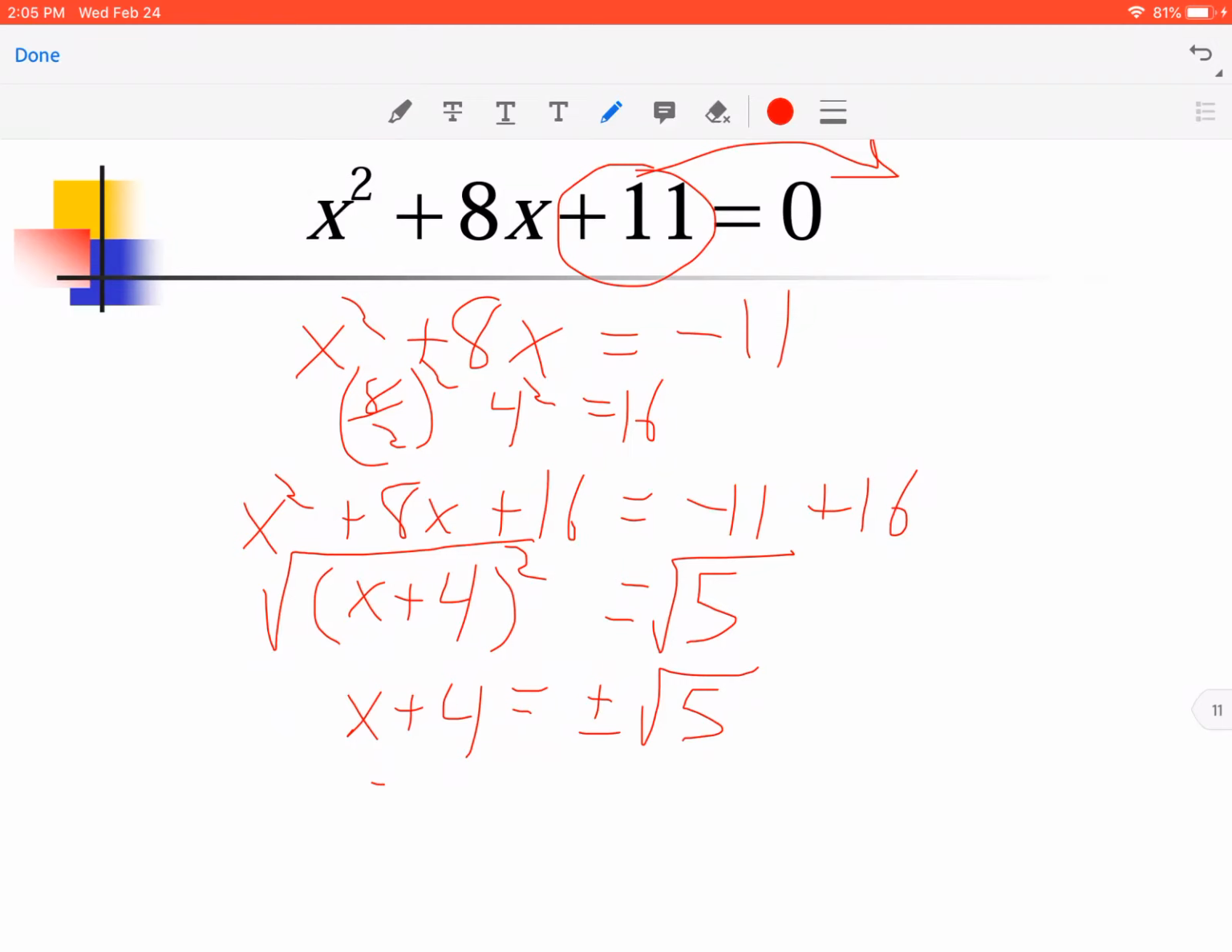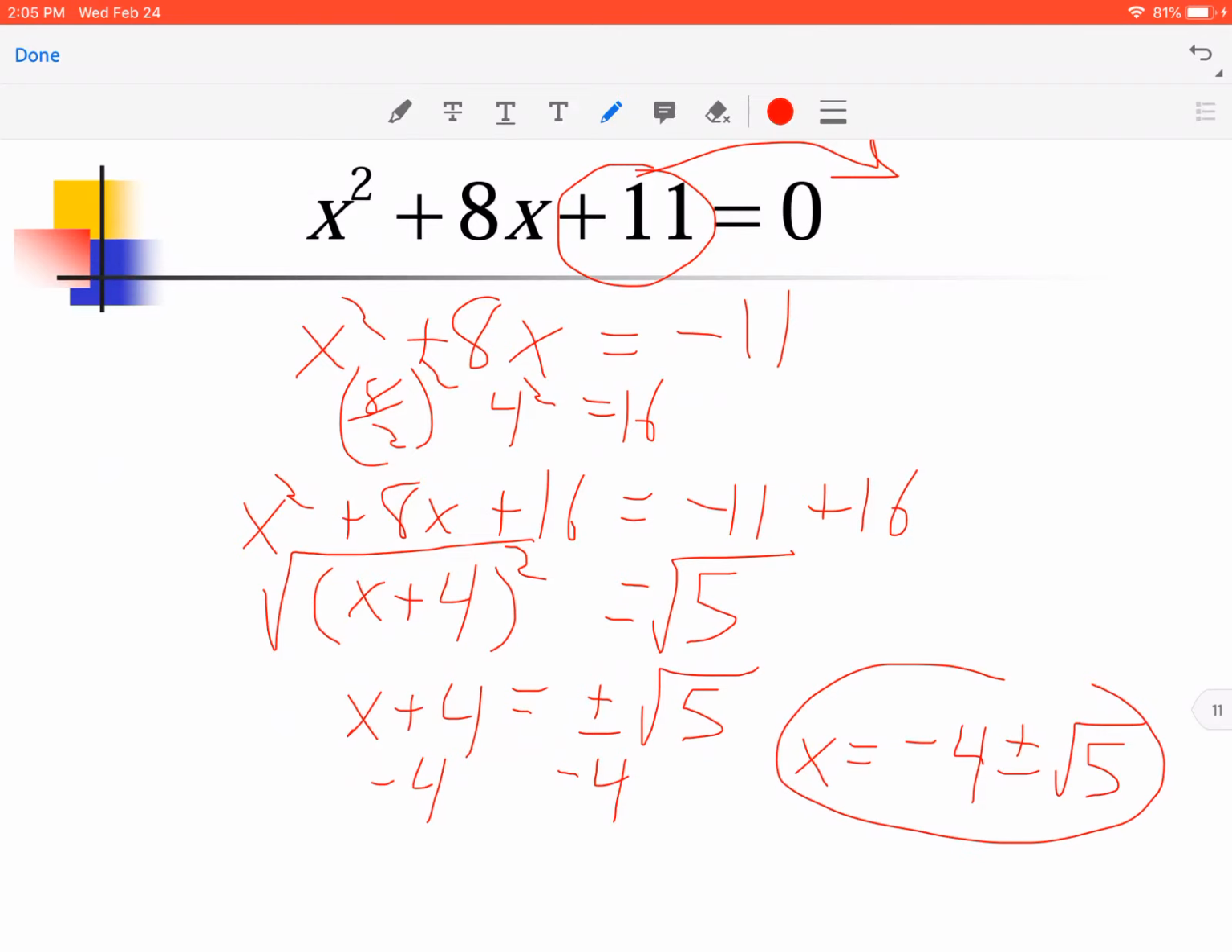How do you get rid of the plus 4? Minus 4. 4 does not go with the 5 on the right. So you have two answers. Negative 4 plus or minus the square root of 5. That's it. Okay?